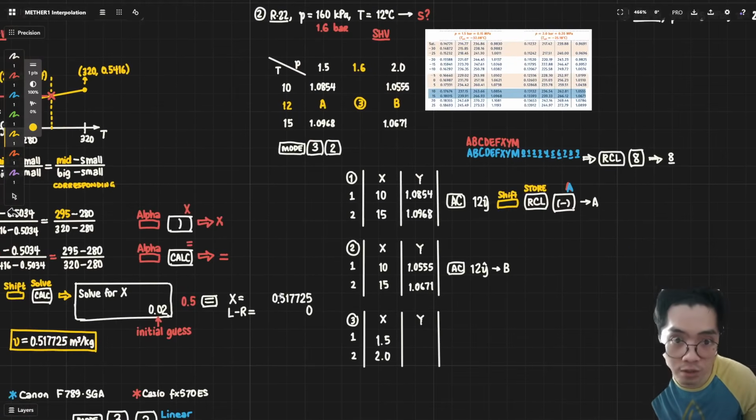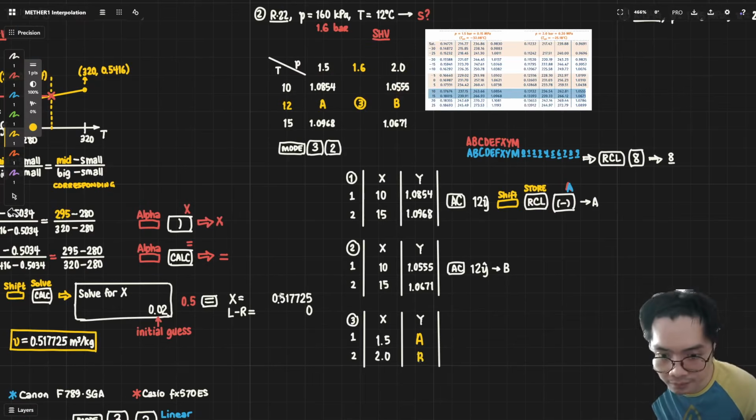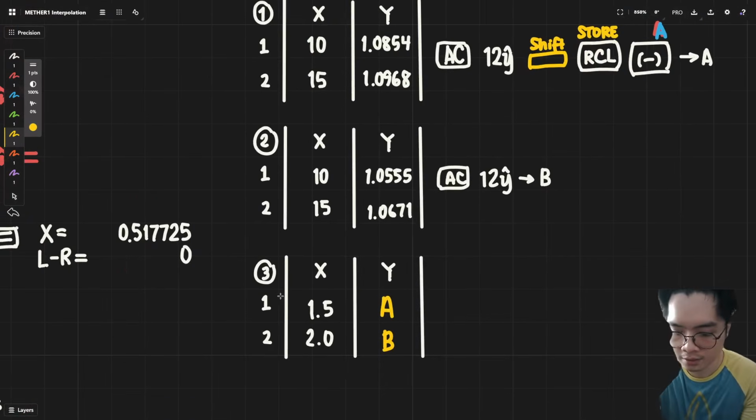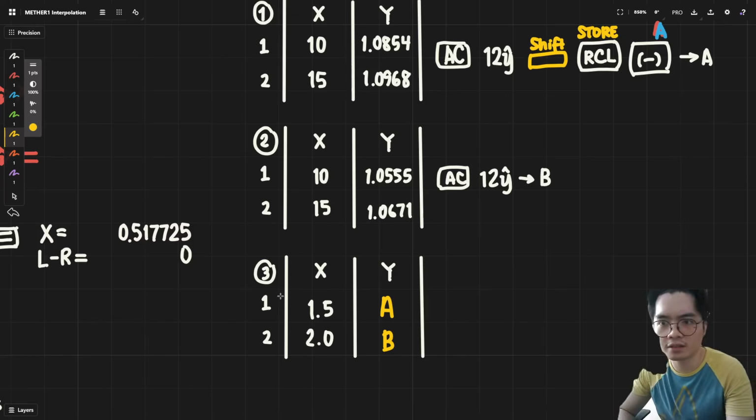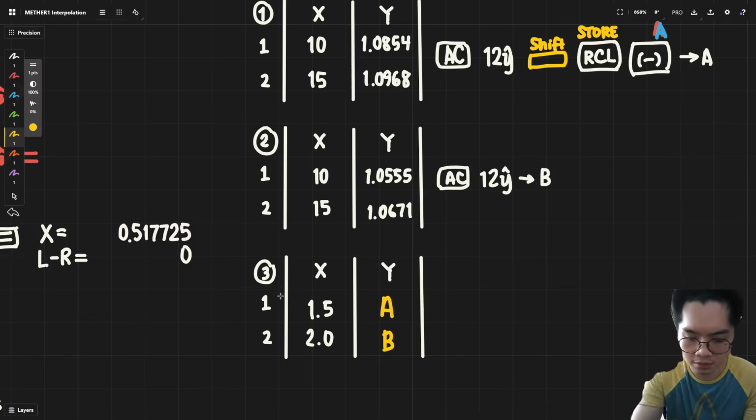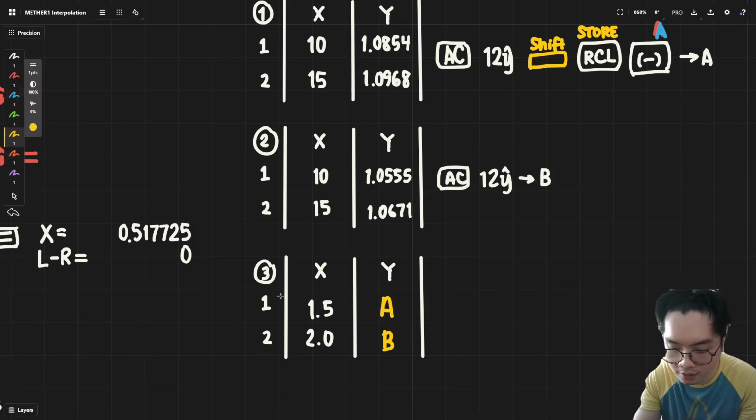In this case, your corresponding value for 1.5 is A, and your corresponding value for 2 is B, right? So mode 3, 2, and then 1.5 and 2, and then just access your value of A, alpha A, and then alpha B. Yeah, so surprise, they are now in there. What is our original value of A?